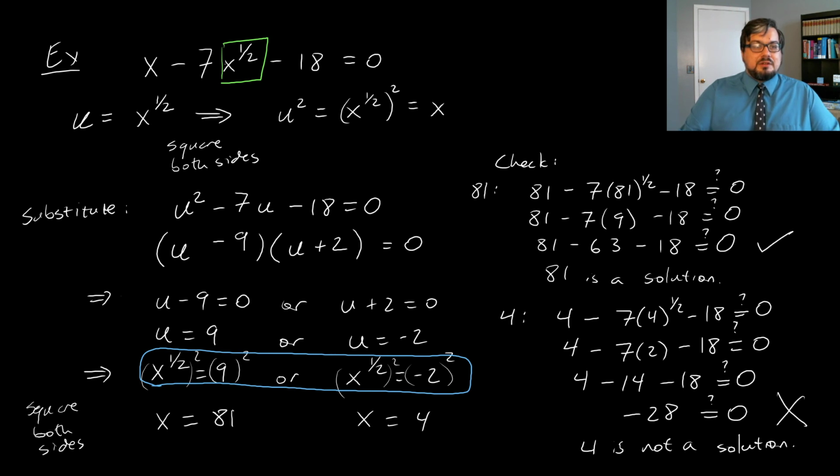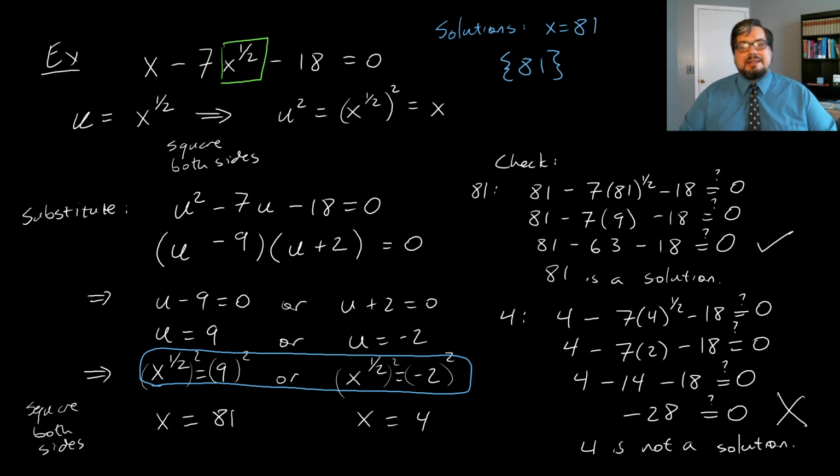So our answer for this problem is that our solution is x equals 81. That's the only solution. The solution set is the singleton set containing just 81.